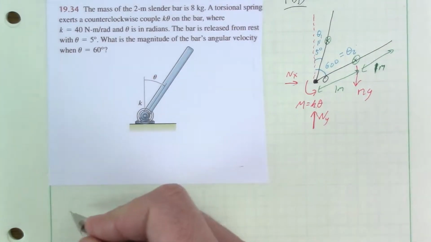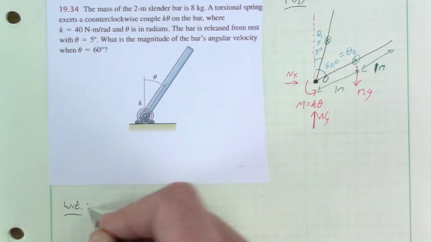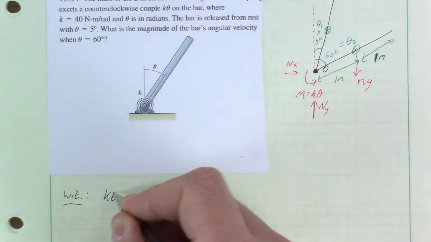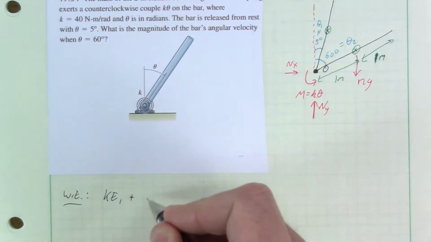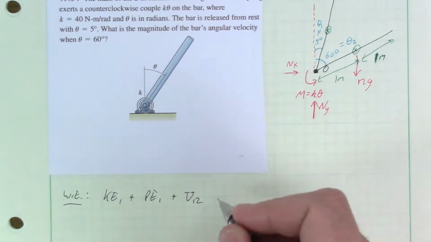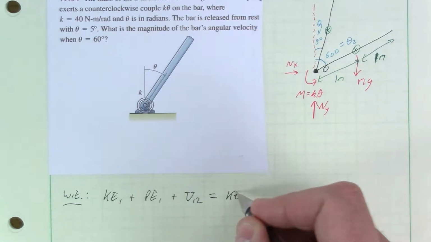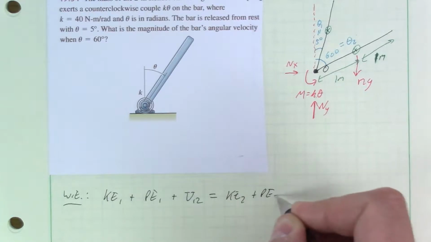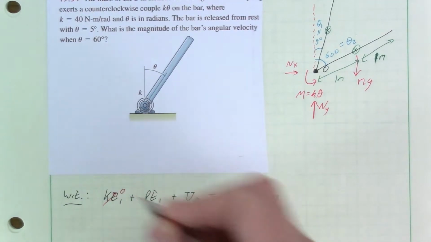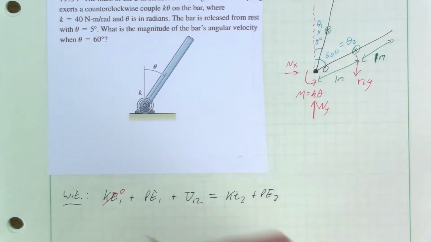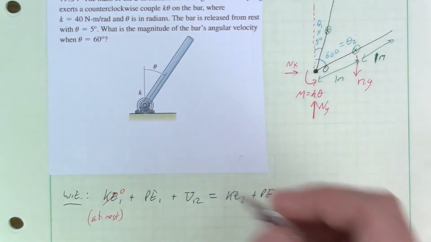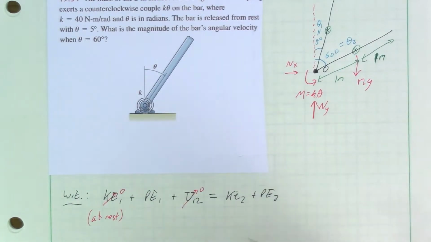so then we go to work energy, which is kinetic energy at 1 plus the potential energy at 1 plus the added work equals the kinetic energy at 2 plus the potential energy at 2. And let's see here. We have no motion. We release the thing from rest at 5 degrees. So there's no motion originally. And then this work term actually turns out to be 0.